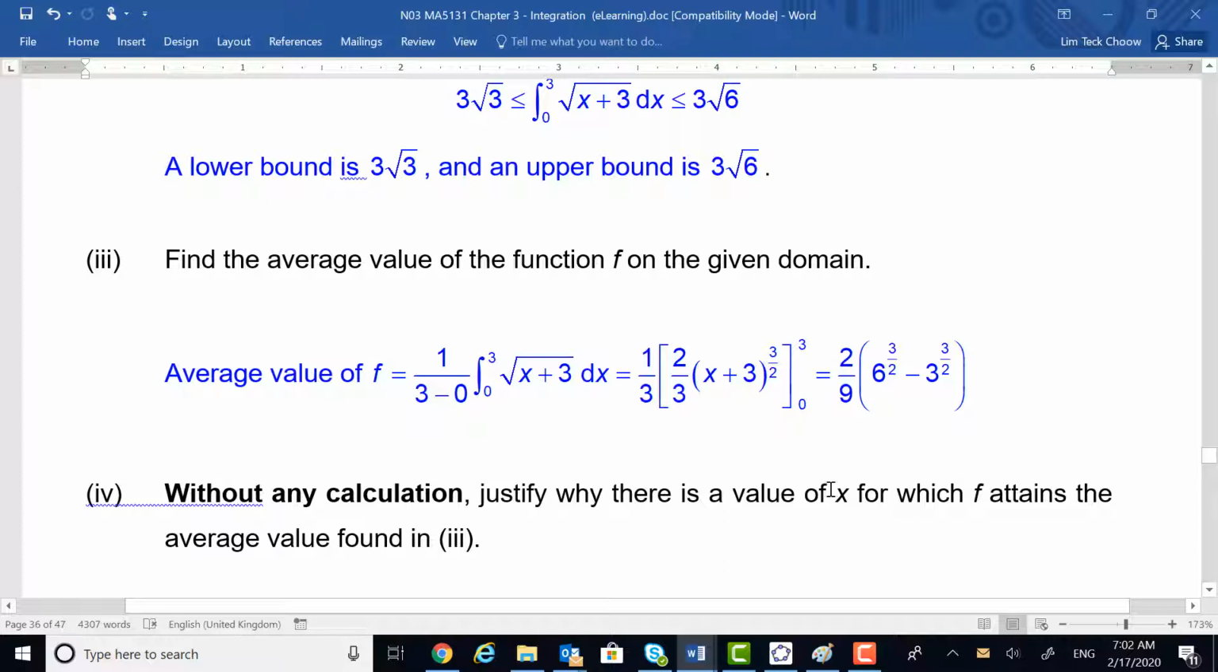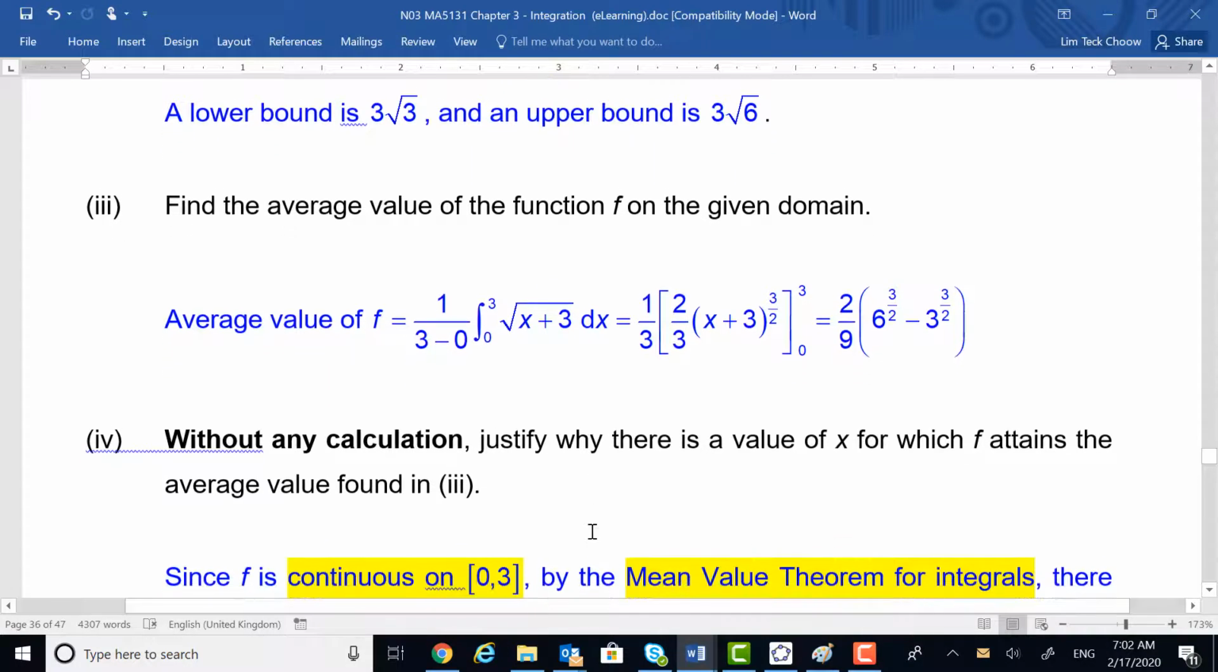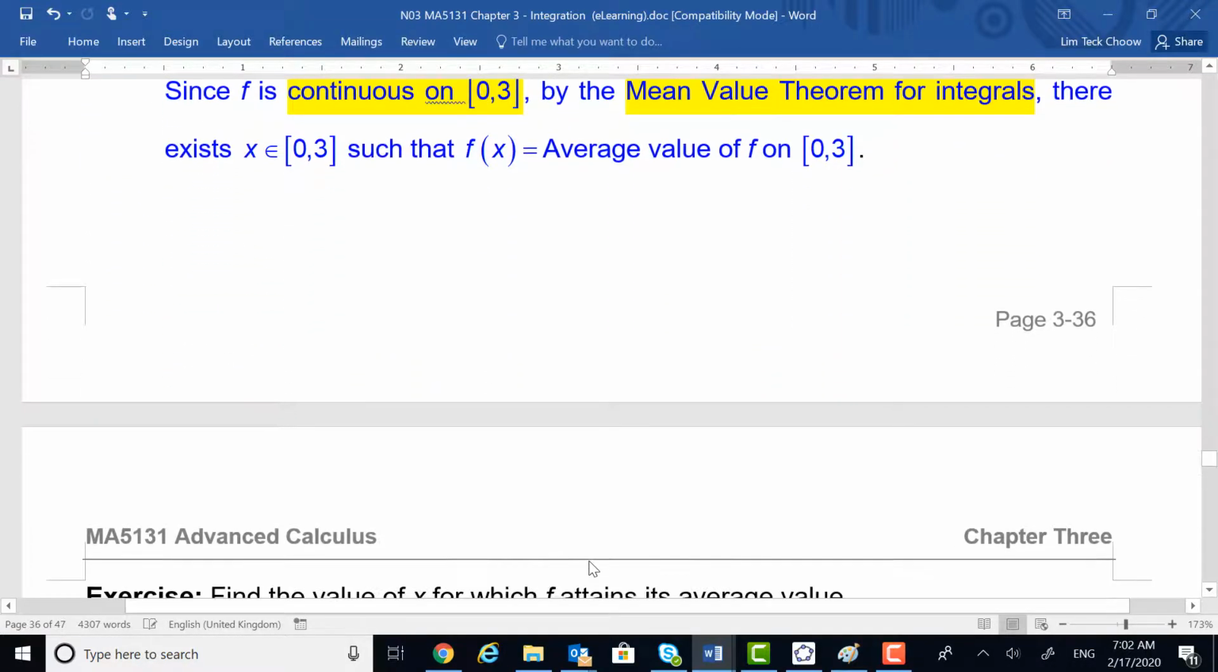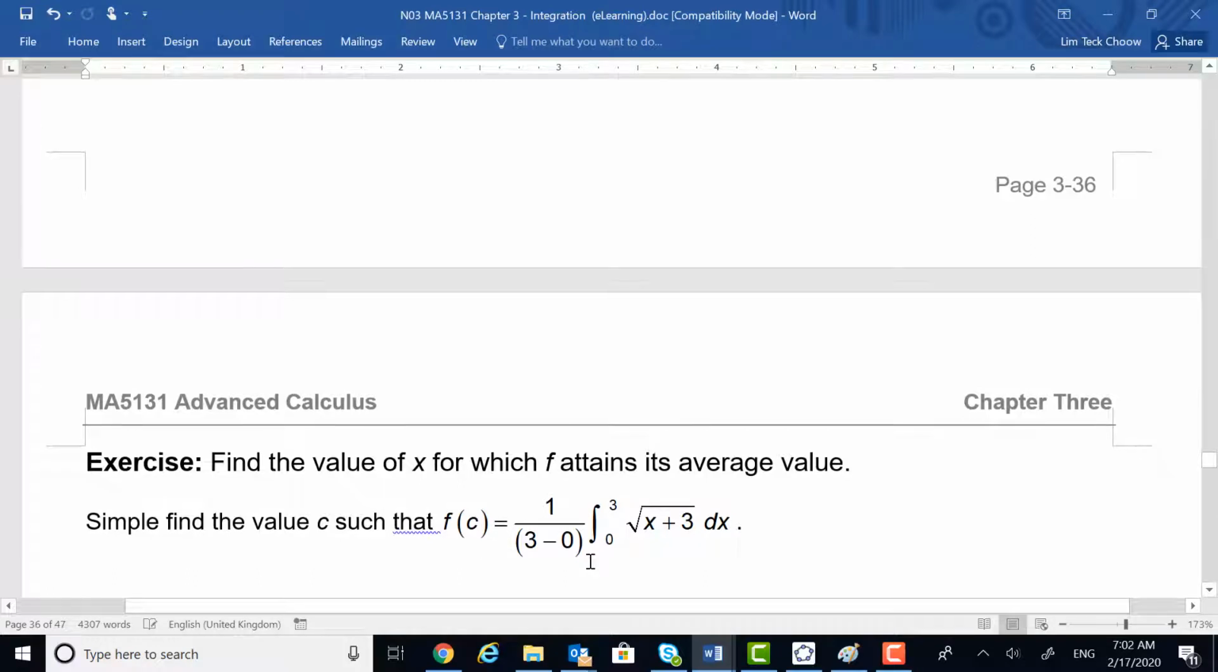So now to justify that there is a value x so that f attains the average value, we can invoke the mean value theorem for integrals. The mean value theorem for integrals assures us that there's always a value, the so-called f(c), we used f(c) earlier on, or f(x) in this case, which is equal to the average value of the function over the interval. And now if you have to actually work out the value of c or the value of x that gives you the average value, you can just simply try to solve this equation: f(c) equals the average value. And you probably need a calculator to do this part of the question.